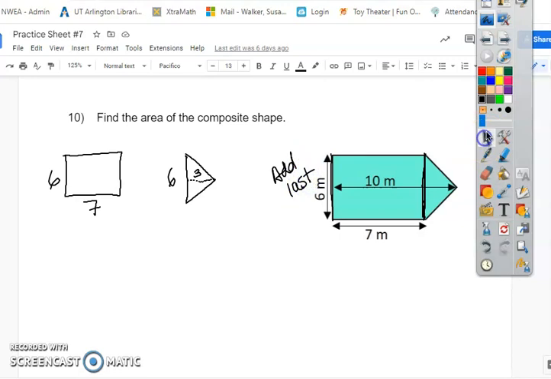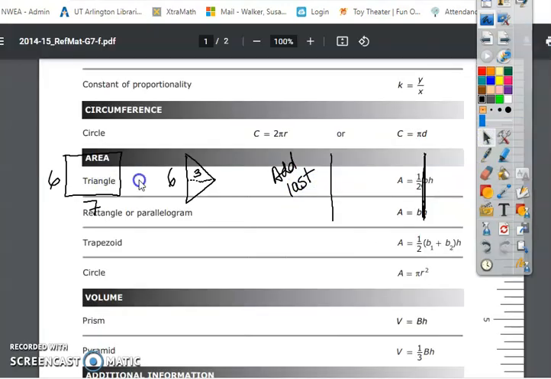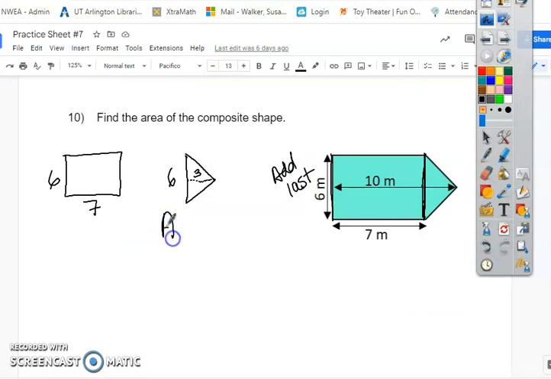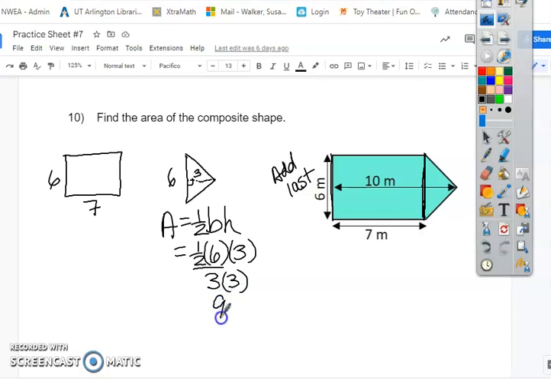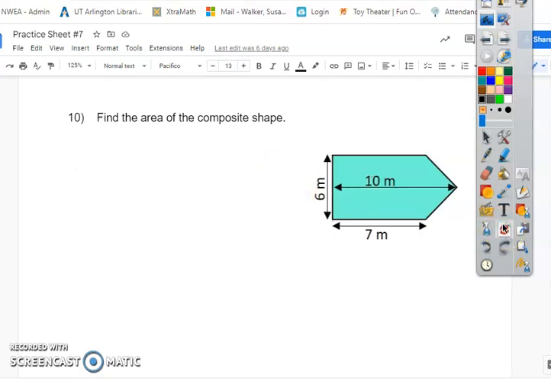Okay? So let's look up area of a triangle. A equals half BH. Half. The base is 6. The height is 3. And it really doesn't matter which order I put it in. I could put 3 and 6. It just matters that that's the right angle. So I would do half of 6, 3, times 3 is 9, officially 9 meters squared. Okay, and then your job is to find this, and then you add those together. And your units will be meters squared.